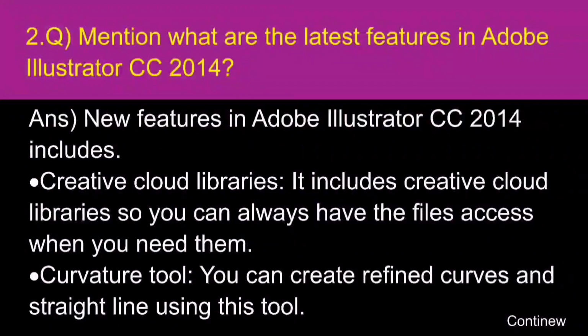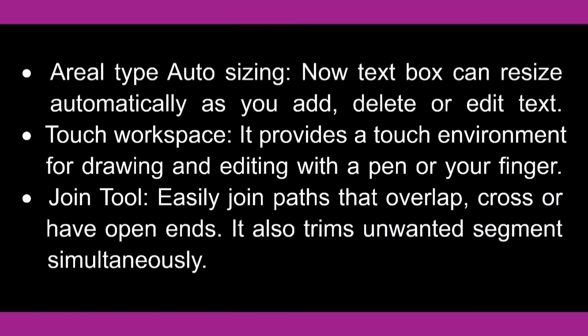Mention what are the latest features in Adobe Illustrator CC 2014. New features in Adobe Illustrator CC 2014 include Creative Cloud Libraries. It includes libraries so you can always have the files accessible when you need them. Curvature tool. You can create refined curves and straight lines using this tool. Area type auto sizing. Now the text box can resize automatically as you add, delete or edit text.